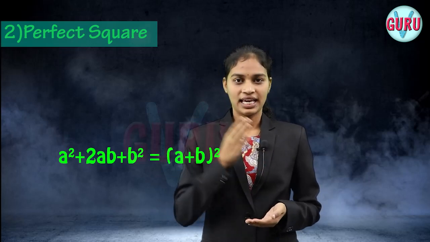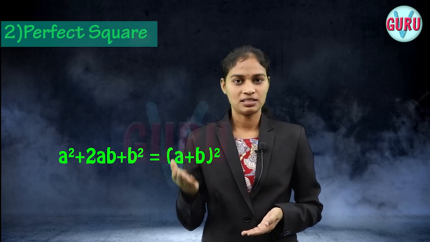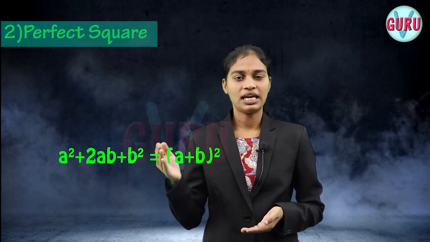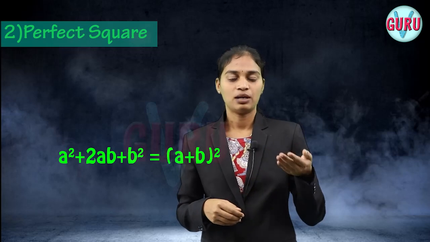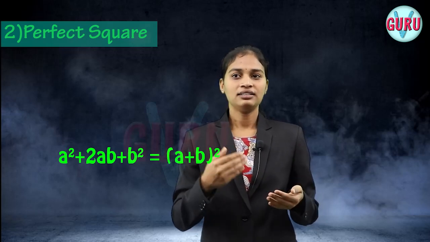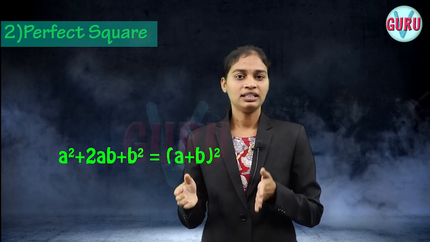Now we will go with the second method, that is forming a perfect square. Whenever it is not possible to use the factorization method, we go with the second method. If we convert the given quadratic equation to the form a square plus 2ab plus b square, that is equal to (a plus b) whole square, then it is possible to write it in (a plus b) whole square form.